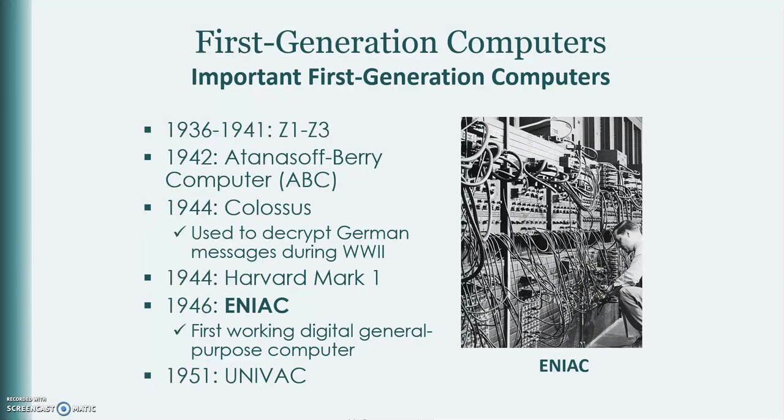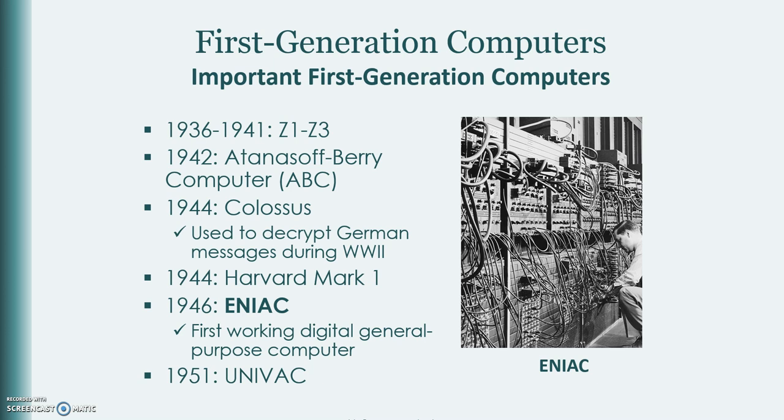Colossus was used by code breakers in World War II in order to decrypt German messages. Colossus was extremely top secret and was actually destroyed once the war was over. We really only learned about its existence during the 1970s. Okay. So it's really interesting. If you have some time, you can do some reading on Colossus. All right.